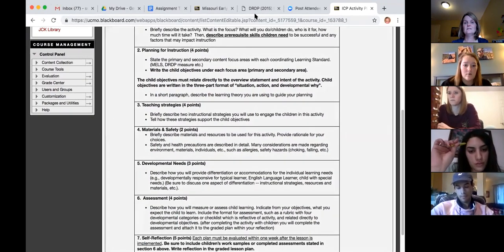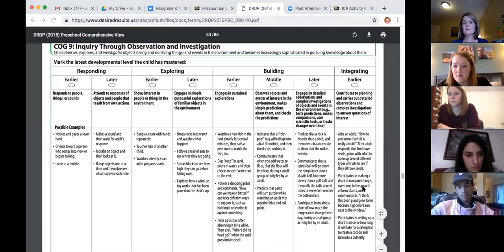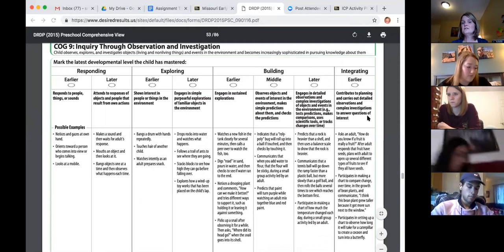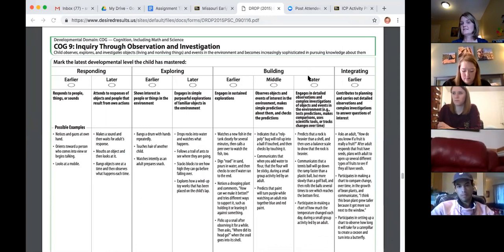If you have someone like that, when you look at the DRDP, I've just pulled that up to make sure you guys can see it. You're going to look over here all the way on the right-hand side. By the end of preschool, we expect kids to be building later or integrating earlier. And guess what? This integrating earlier is what starts on the kindergarten DRDP. So you can just talk about how you'll scaffold and how you'll challenge them.